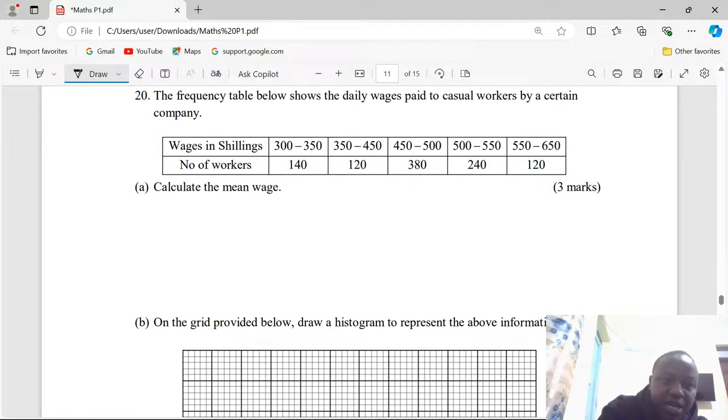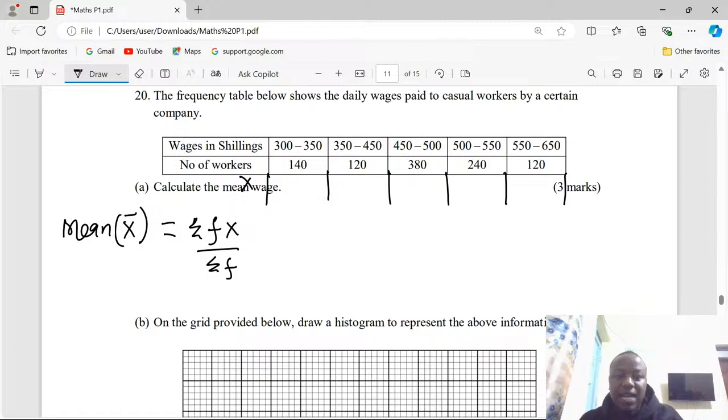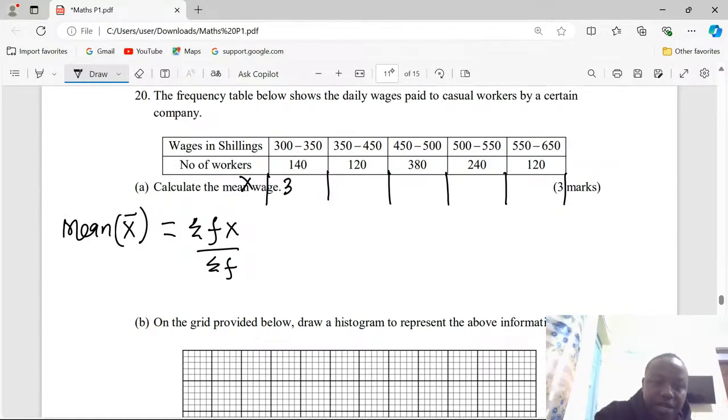For us to calculate the mean, the mean of X, we need to get the summation of f of X divided by the summation of F. And so the first thing to get here can be the midpoints X. You can get the midpoints of each of the classes shown there. So the midpoint of the first class, when we take 300 and add 350, then divide by 2, we are getting a midpoint of 325.